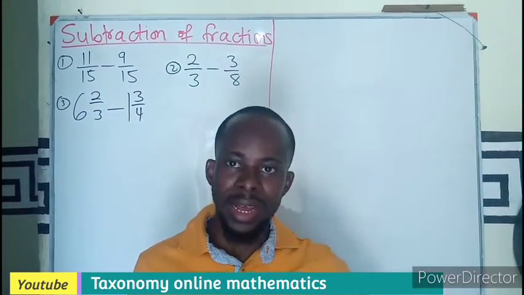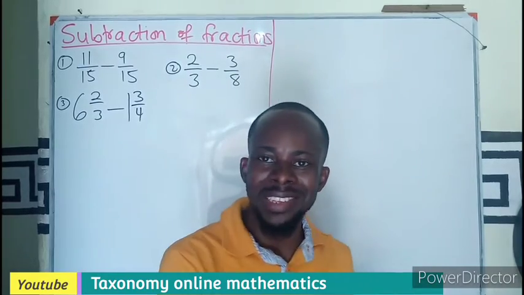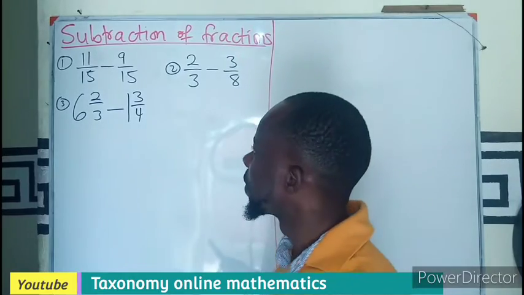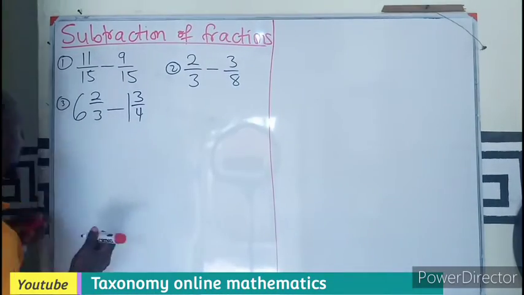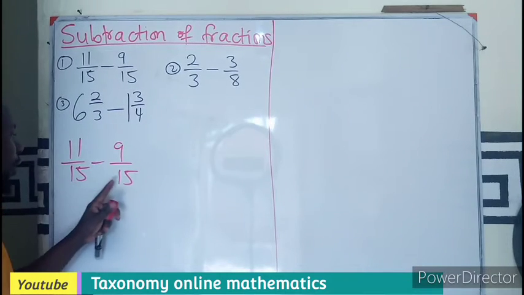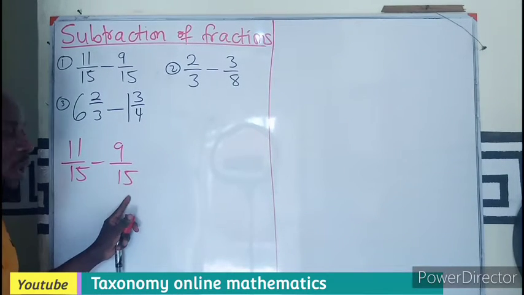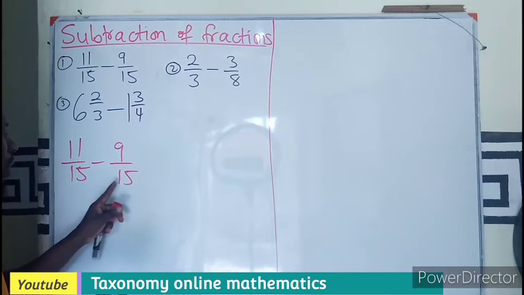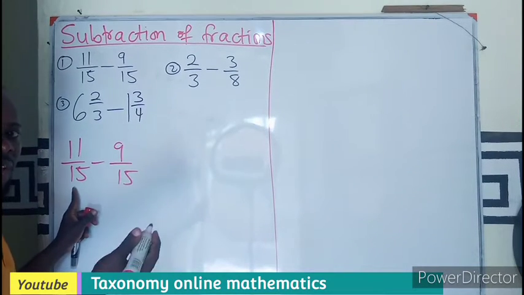In this episode we want to find answers to questions under subtraction of fractions. So the first question, if you check carefully, you will see that the denominators are the same. So we call this one like fractions. It is easier to subtract like fractions than unlike fractions.